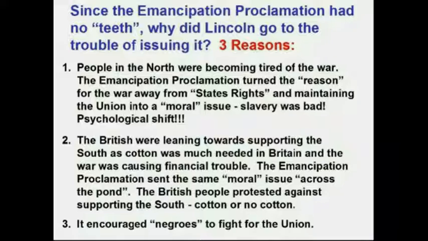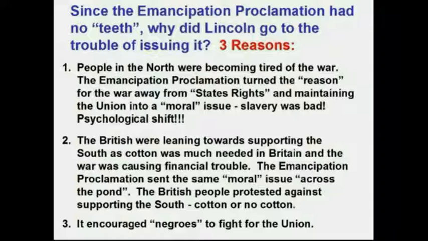Cotton was the main product of the South. It was much needed in Britain and the rest of Europe for that matter. The war, including the Union's blockade of southern ports, greatly curtailed shipments of cotton to Europe. This was causing financial trouble in Britain and across Europe. Britain was very close to supporting the South militarily at this point.